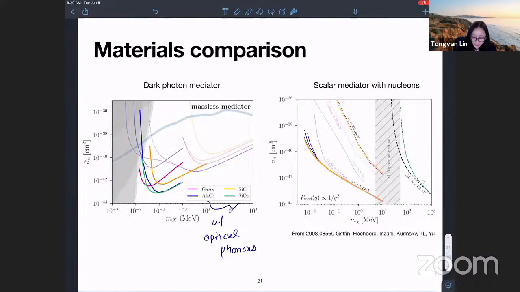In addition, you could also look at different types of mediators. And as I said, for different types of mediators, you actually excite different types of phonons. That's an advantage because you can use that complementarity to try to distinguish which type of dark matter model you were looking at if you were to detect a signal. So for a scalar mediator, you would preferentially excite acoustic phonons, which is how these curves here were obtained by computing acoustic phonon excitations.